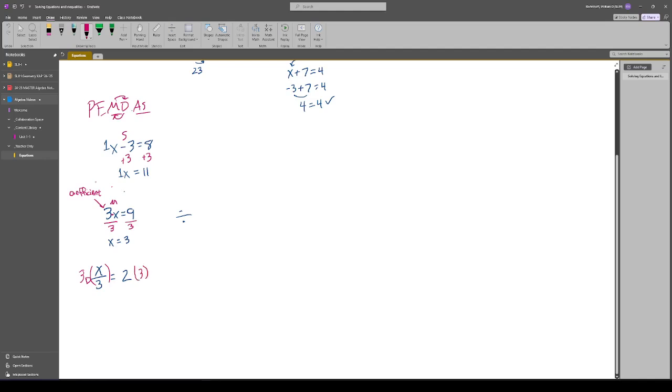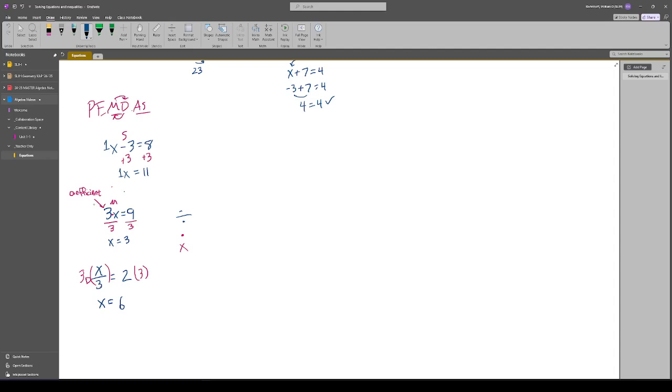I usually write multiplication as parentheses. I could also write it as a dot. The one thing we don't want to do is write it as an x, because then we get it confused with a variable if x is our variable. So just like the previous problem, we have 3 divided by 3 is 1. So I'm left with just a single x. That was my goal. And on the right, I have 2 times 3, which is equal to 6. So that's my answer.